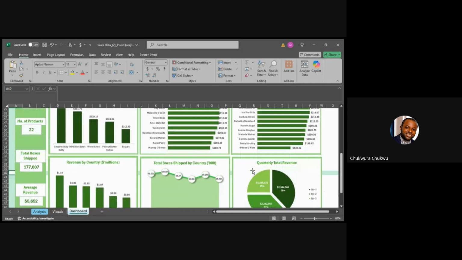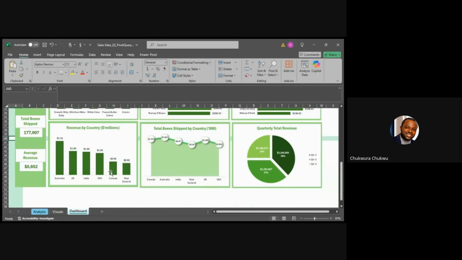I used the bar chart there also, and then I also used the column chart. I also talked about revenue by country. From there, you could see that the country with the highest revenue is Australia, with about $1.14 million, followed by the UK with $1.05 million. The lowest is New Zealand with $0.95 million.